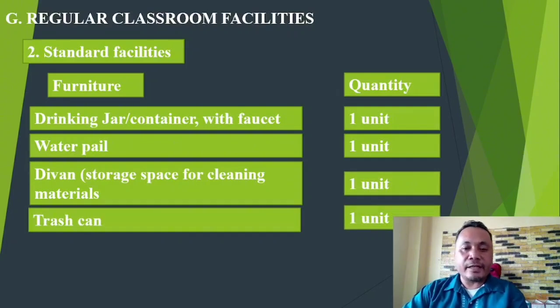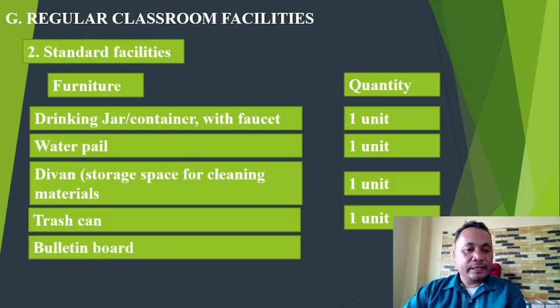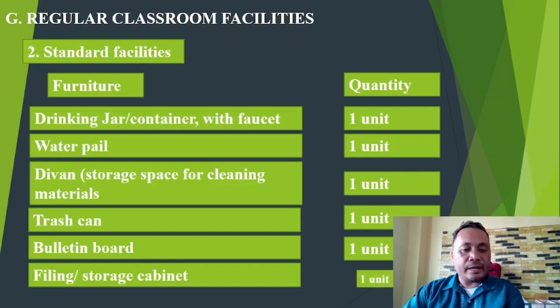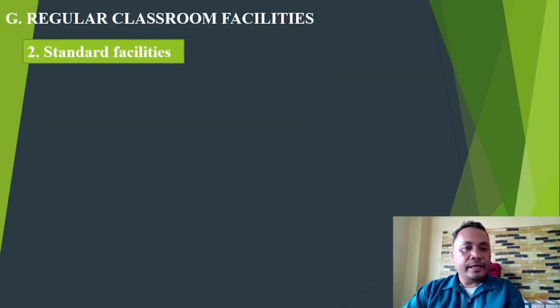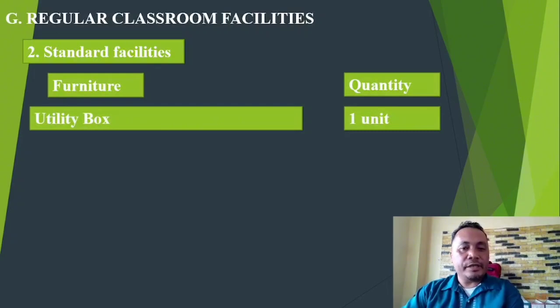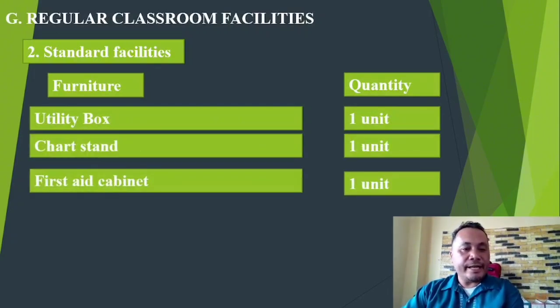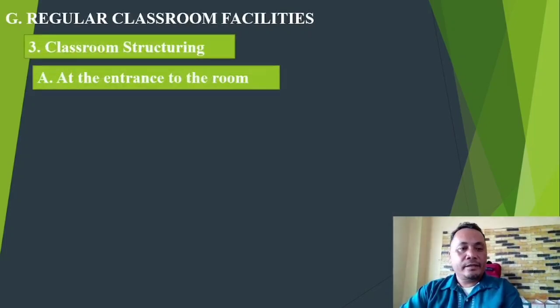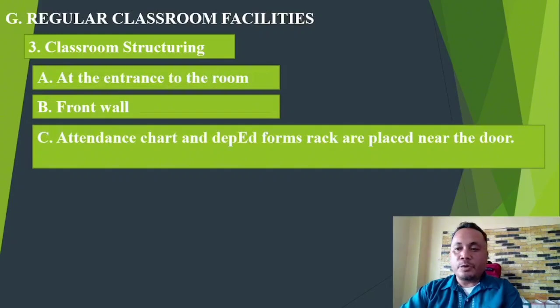But today, inside the classroom, we have 3 or more trash bins because we are going to segregate the trash. And then bulletin board, 1 unit; filing storage cabinet, 1 unit; and then another one, utility box, chart stand, first aid cabinet. Another one, so the entrance of the room.